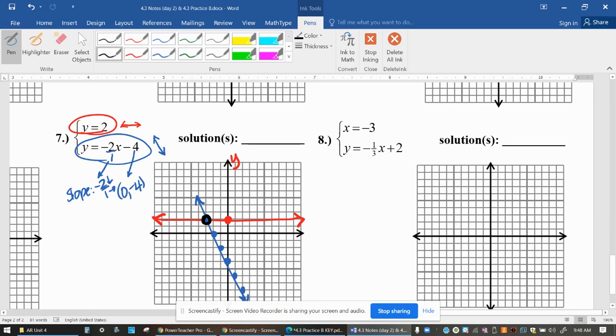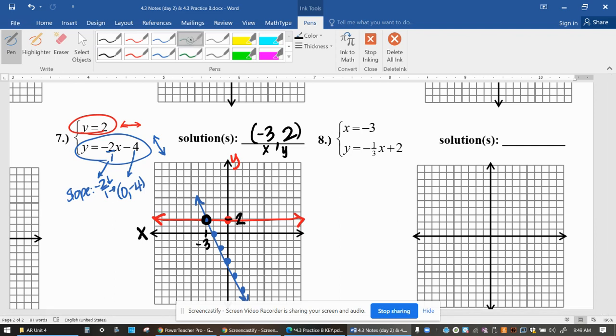Okay, so what is their intersection point? Remember, you got to give me the x value first. So on the x-axis, that's at -3. And on the y-axis, it's 2. So -3, comma 2.